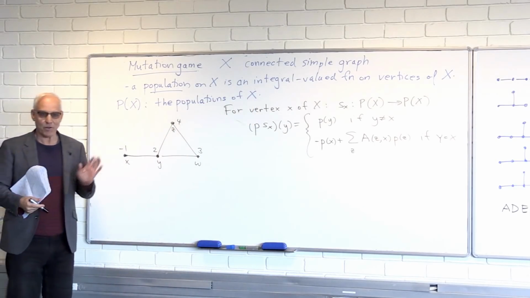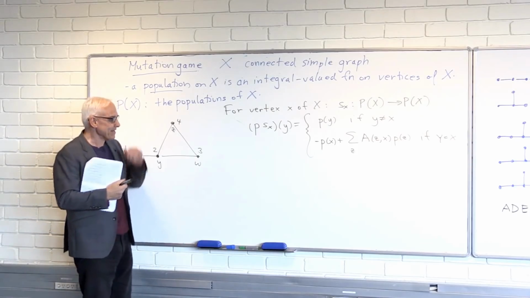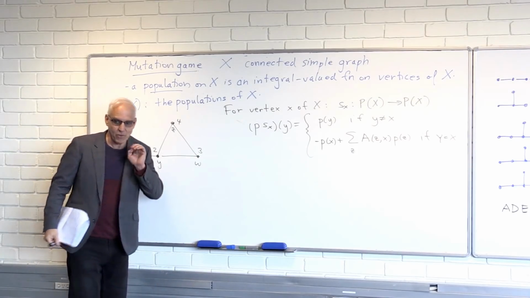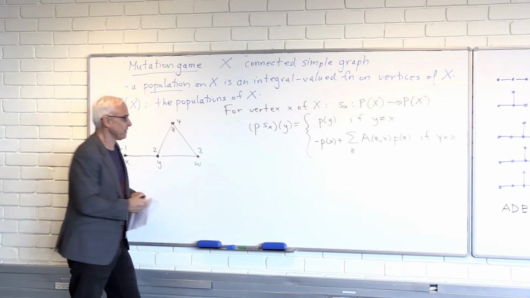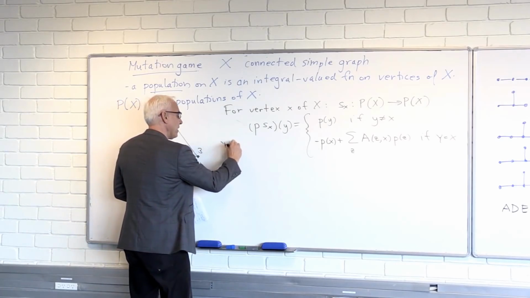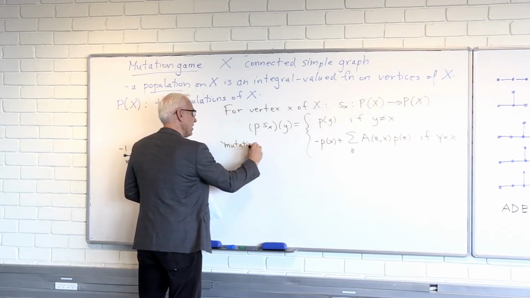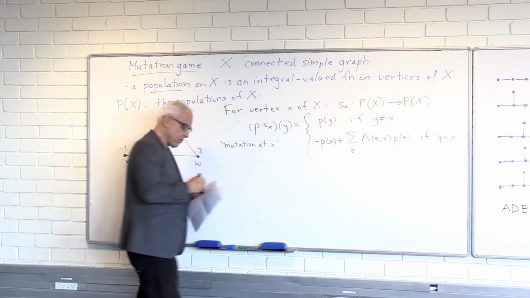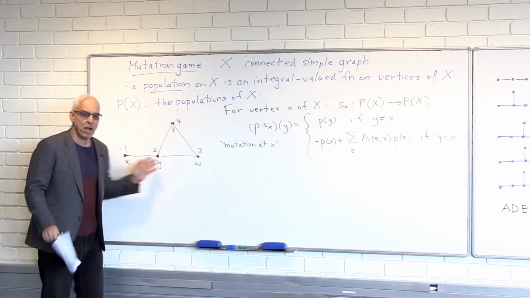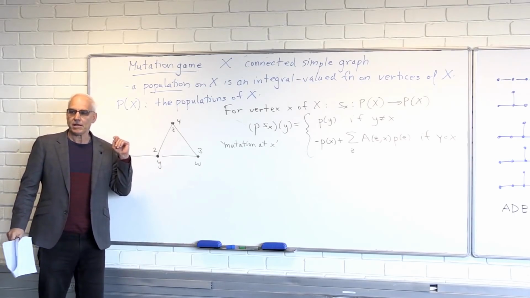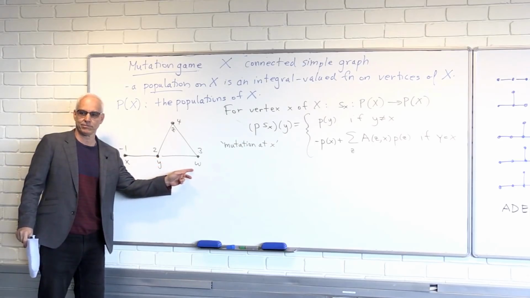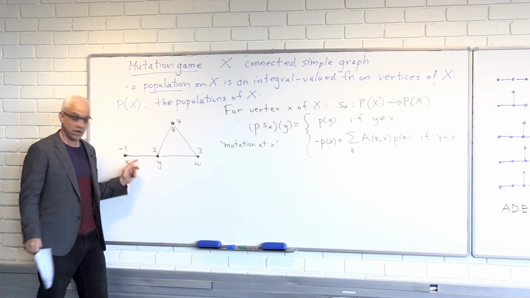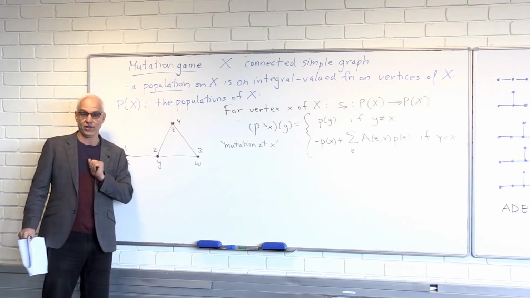Okay, so this is the all-important definition. Let's see what actually happens. What we're doing here is we're going to call this mutation at X. I want you to think about this population as representing Martians. These are cities on Mars, and these are roads that connect the cities.